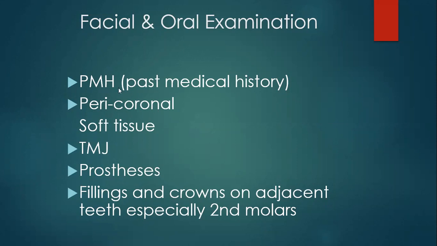You first have to ask the past medical history. Then you need to examine the pericoronal soft tissue, whether he has pericoronitis or not, and check the TMJ. Then you need to know whether there is a prosthesis in the mouth, and fillings and crowns on adjacent teeth, especially the second molars.